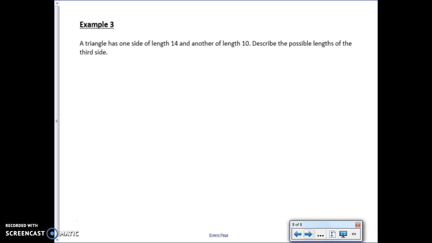Okay, so if we're talking about coming up with the lengths of the third side, we want to know what the smallest possible length is and what the largest possible length is. So think about how when we add two sides together, it has to be bigger than the third side. So if I add these two sides together, I get 14 plus 10. That gives me 24. So I need something that's smaller than 24. So our third side has to be smaller than 24.